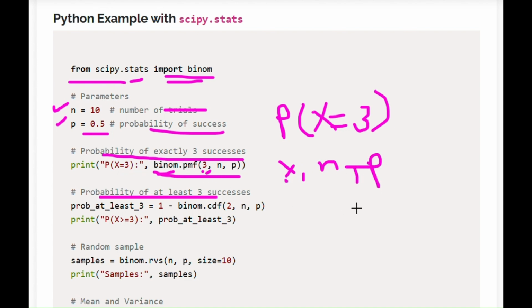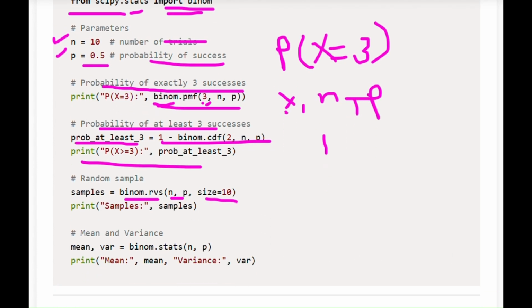Probability of x, at least 3 successes. So you can calculate the CDF up till 2, and then you do 1 minus the binomial CDF, we get the probability of at least 3 successes. To randomly sample, we use binom.rvs. We pass the parameters and the size, which is the number of samples that we want. So you'll notice here that the function names are similar regardless of the distribution that we are sampling from or calculating the CDF, PMF, or variance stats from. For mean and variance, we have again the same function binom.stats, pass the parameters n and p, and you get the mean and variance of the distribution.